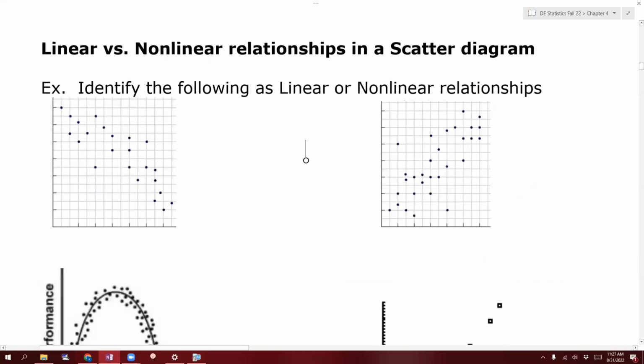There are different types of relationships when we're dealing with scatter plots. We care about linear graphs. In this class, the only type of regression we're going to be looking at is linear regression. And so in this class, we break it up into linear and nonlinear relationships because we only care about linear. Anything that's nonlinear, we're not going to deal with in this class.